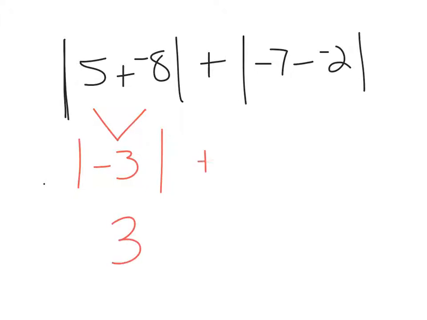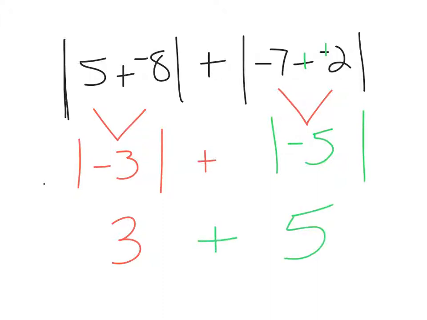And then we're going to add that to what we get on the other side. So let's see what we get here. We have -7 minus -2. Well, again, our rule for subtraction is to add the opposite. So -7 now plus +2 would be -5. But again, I want to know the absolute value of that number, and the absolute value would be 5. So we are simply just adding those two numbers together. The answer to this problem would be 8.